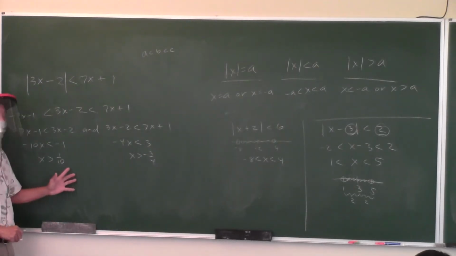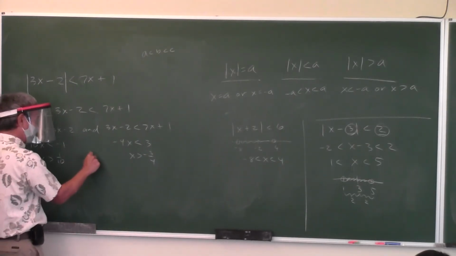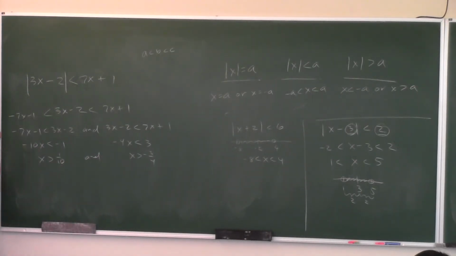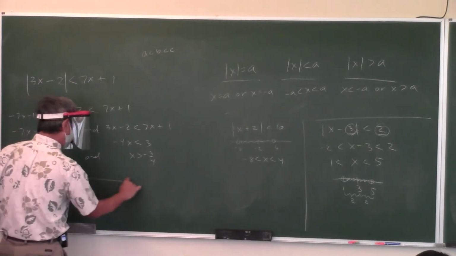Okay, so what do I do with this? Well, this and this. It's the intersection where they overlap. Now, can you do that in your head, or do you need to draw a graph? If you have a hard time, draw a graph.